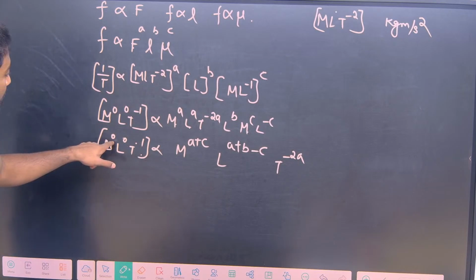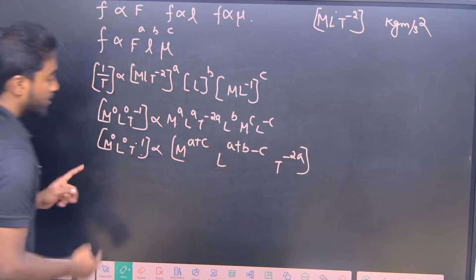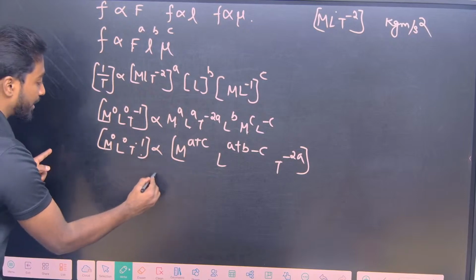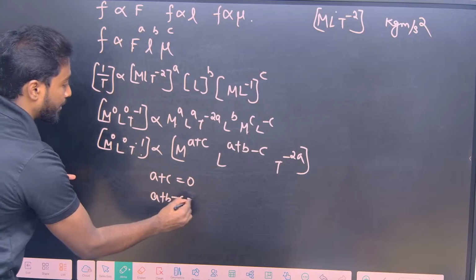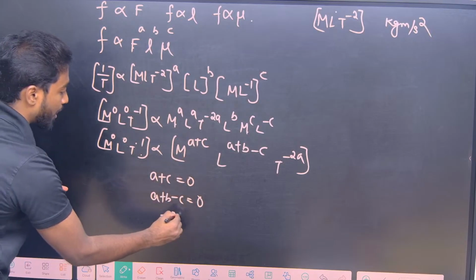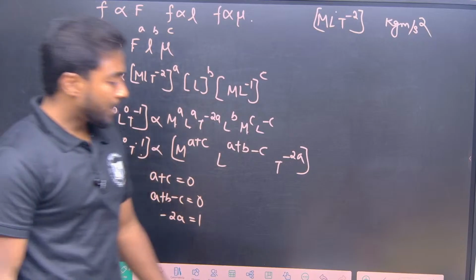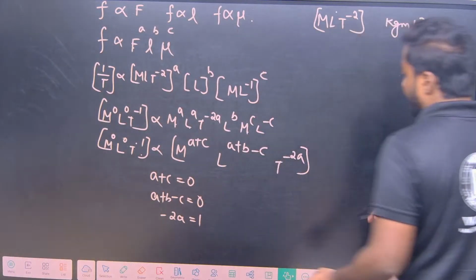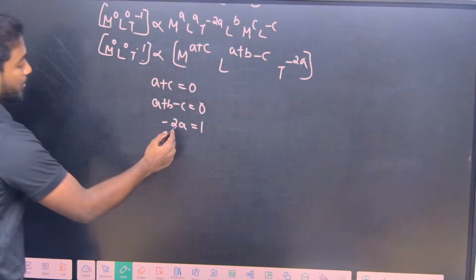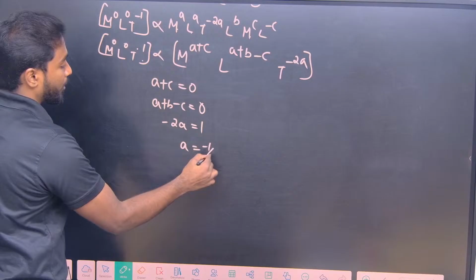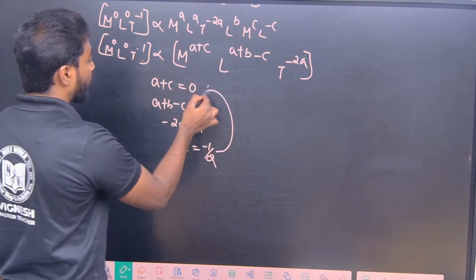Now we have M, L, T here and M, L, T here also, so I can take a plus c equals 0, a plus b minus c equals 0, and minus 2a equals 1. That's it. Now calculate the value of a, b, c. So a equals minus 1 by 2.